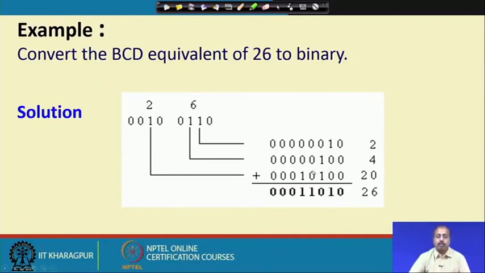In this way we can convert BCD numbers to equivalent binary numbers. Of course, we have other avenues. We can have a truth table and write down the corresponding Boolean functions for doing this conversion as well.